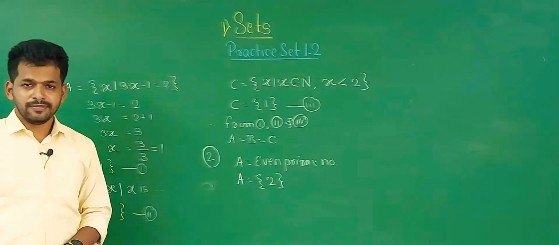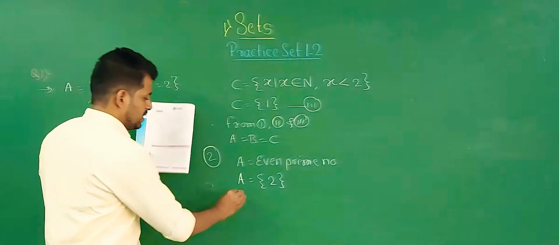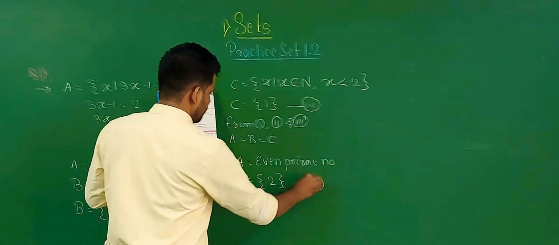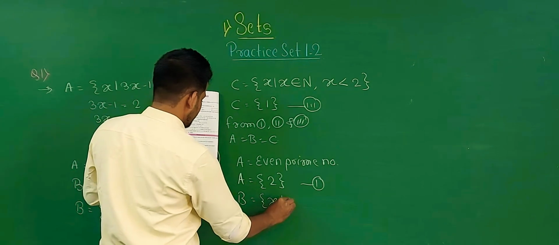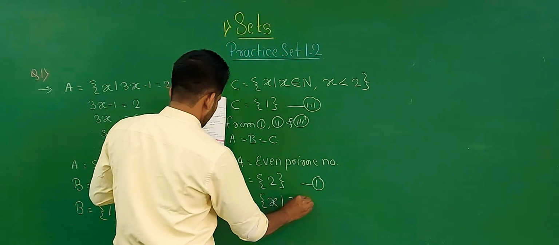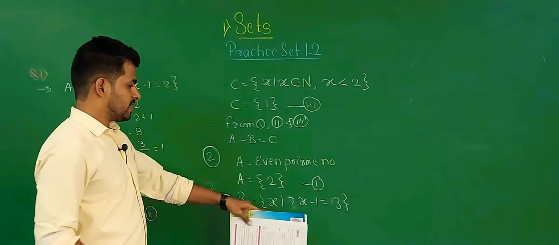The remaining are odd prime numbers. Only 2 is the even prime number. Let's see the next one. B is equal to, okay, this one is your equation number 1. B is equal to, in curly brackets, x such that 7x minus 1 is equal to 13. Okay, there is one equation here.